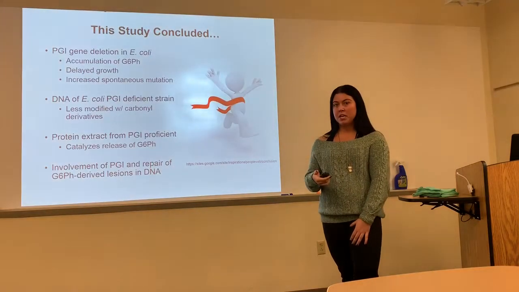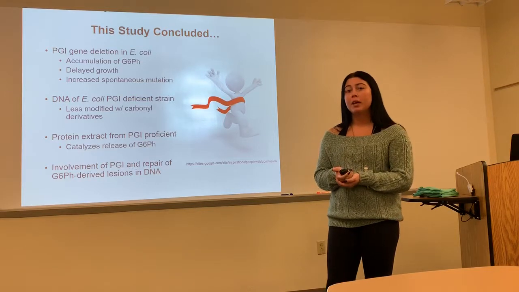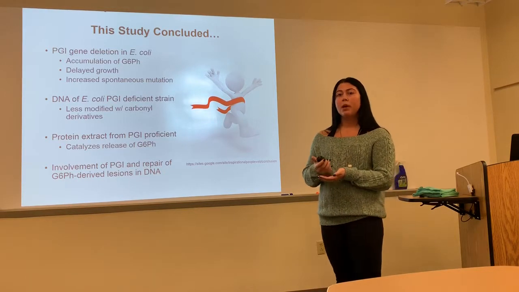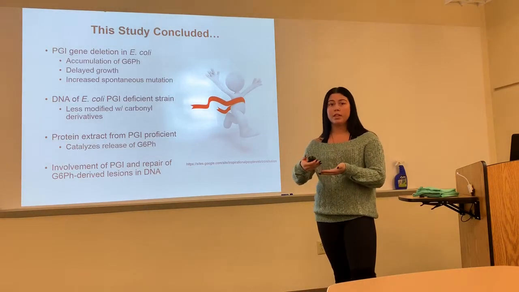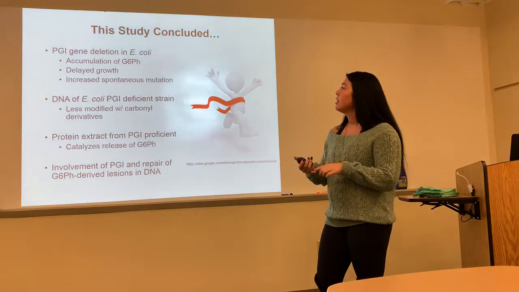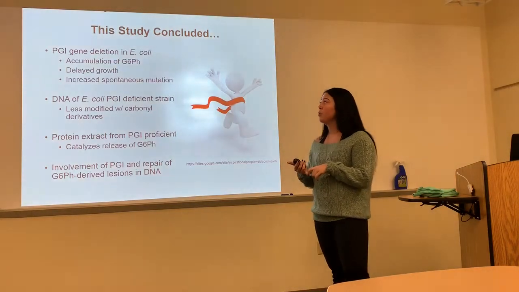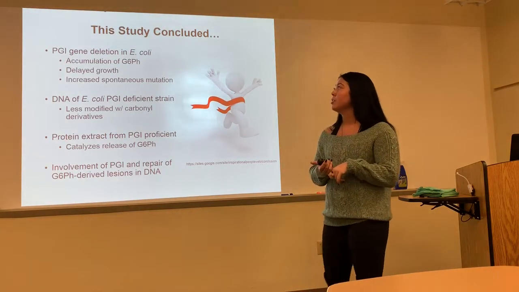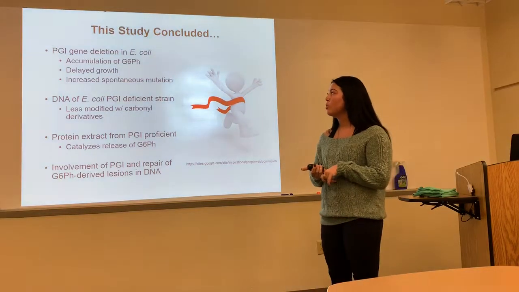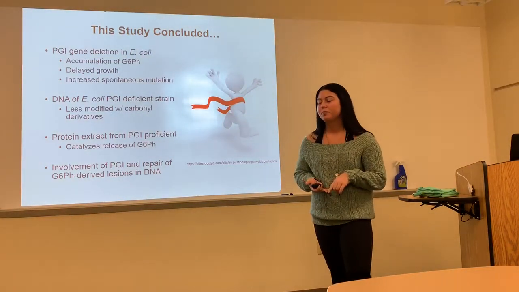What does this mean? It means that the PGI gene was successfully deleted from that E. coli strain, so then they were able to further use methods and find results that led them to know that the accumulation of G6-phosphate was shown in the PGI gene deletion of E. coli, along with delayed growth and increased spontaneous mutation.